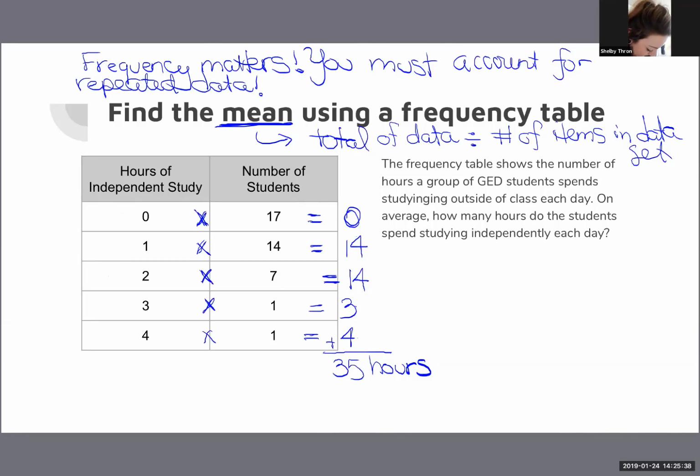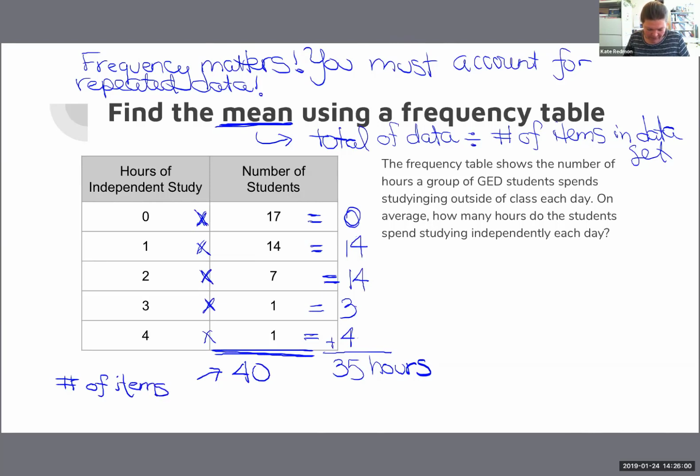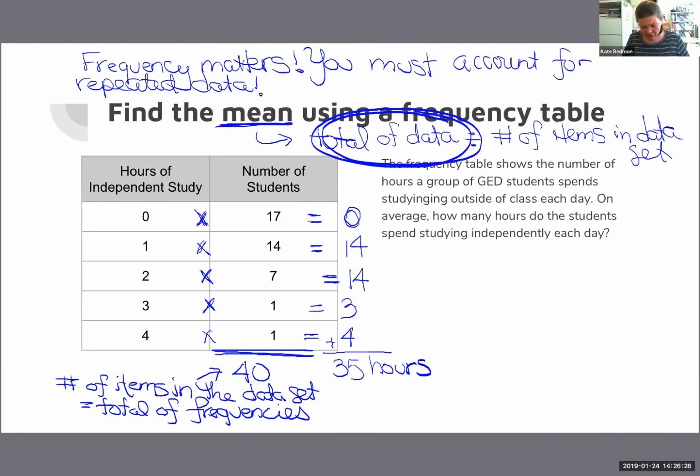I'm going to total my frequency column, 17 plus 14 plus 7. And we already know what that is because I did it earlier. The total of my frequency column is 40. So the number of items in your data set, write this down because this is what I think students forget. And this is really key. The number of items in the data set is going to be equal to the totals of the frequencies. So if I really want to find the mean, remember order is important. I'm going to start with the total of the data items. The total of the data items, we had 35 total hours the students spent studying. I'm going to use my unit with me because it helps students understand this better. And now I'm going to divide by the number of the items in the data set.